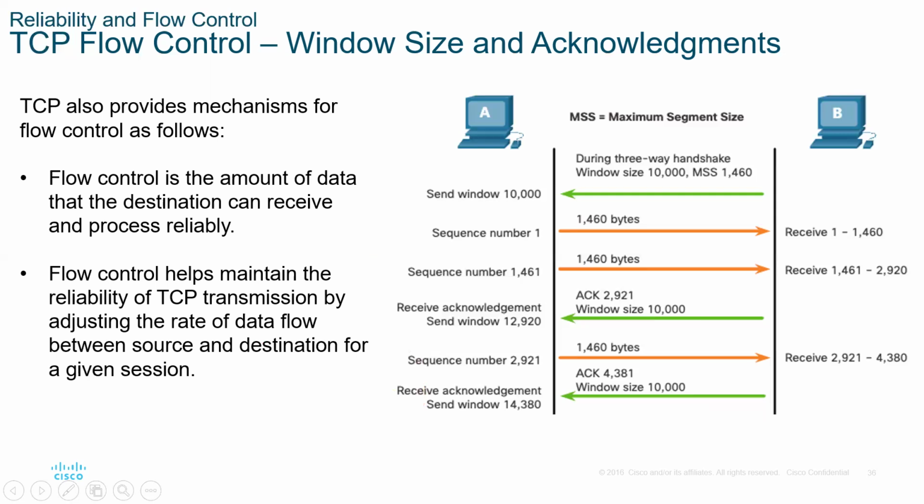Right. Going to our diagram, what do we have? Flow control is done using window size. Let me digest. Here the window size is 10,000. MSS is 1460. That is the size of the segment. Sequence number 1.